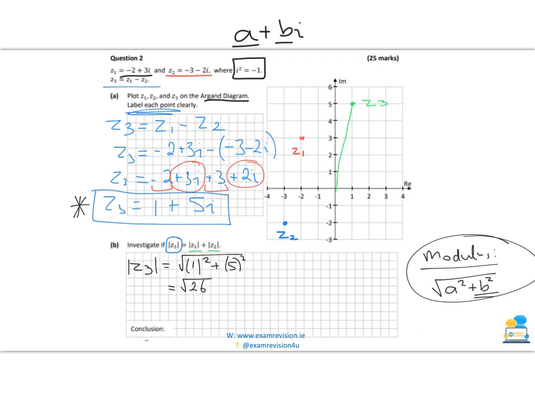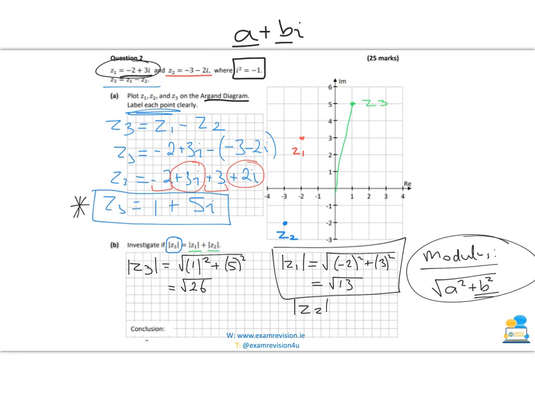So I'm going to leave that there for a second, and then I'm going to work out my modulus of Z1, and I'll work out my modulus of Z2. So my modulus of Z1 is equal to the square root of minus 2 squared plus 3 squared. And that is going to give me the square root of 4 plus 9, which gives me 13. So I'll leave that there for a second. And I'm also going to work out my modulus of Z2.